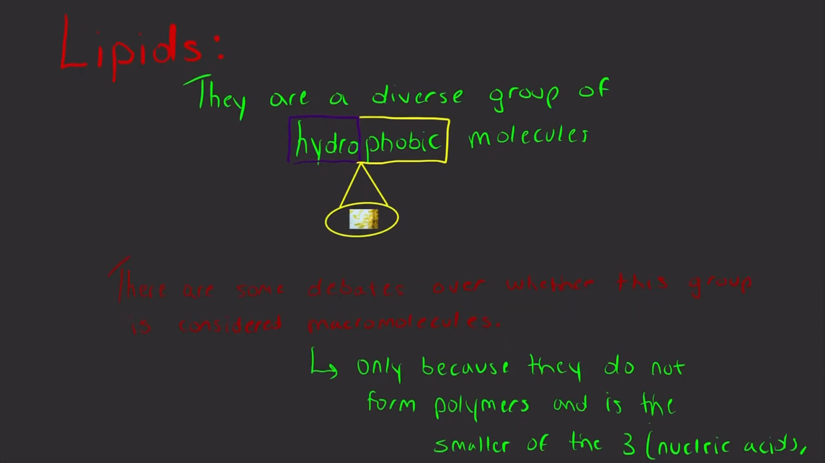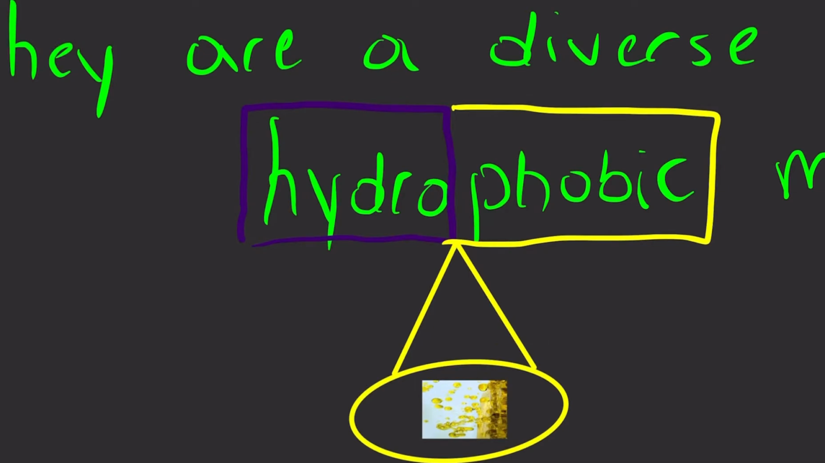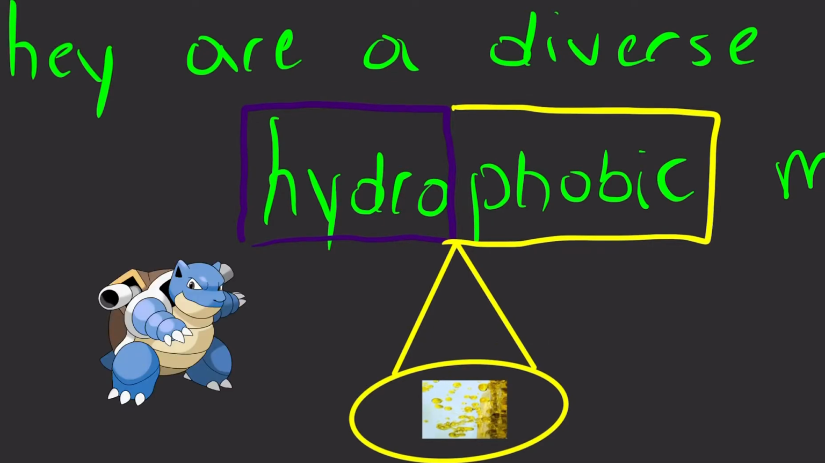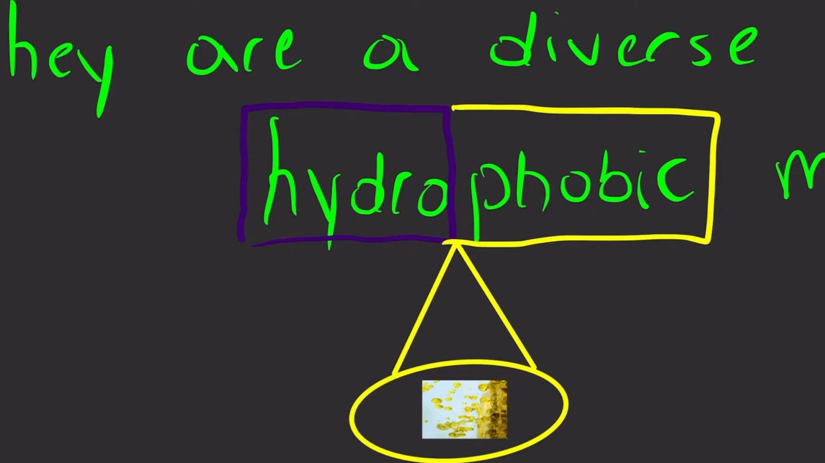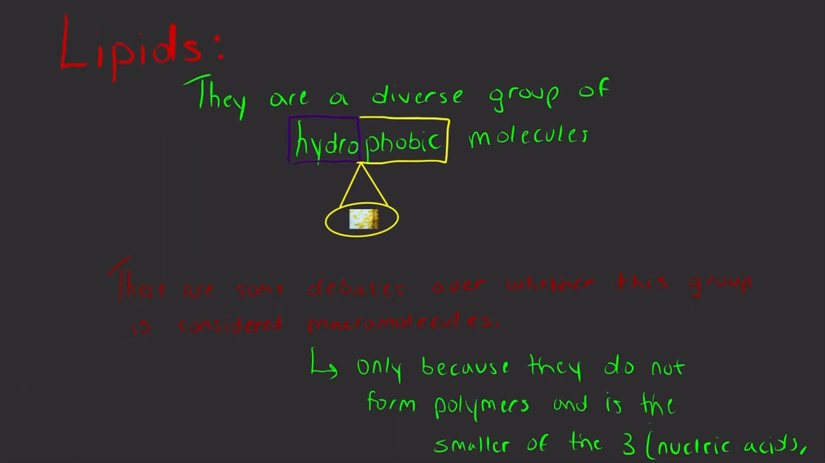Alright, so again, what are lipids? They are a diverse group of hydrophobic molecules. Let's look at this word, hydrophobic. Hydro meaning water, like Hydro Pump from Blastoise in Pokemon, if some of you don't know. And phobic meaning afraid, scared. So these lipids have a hydrophobic characteristic. They are scared of water. They hate it. They are insanely scared.